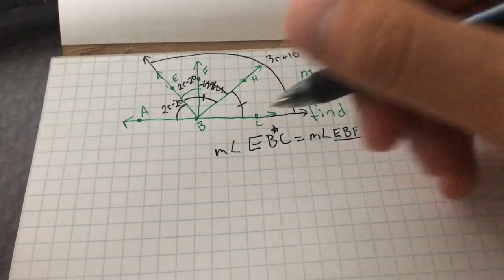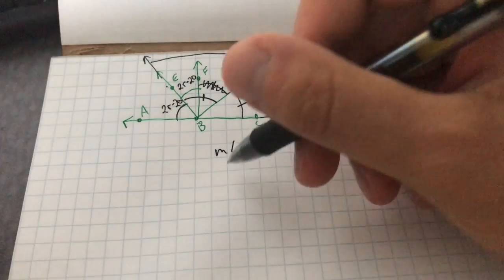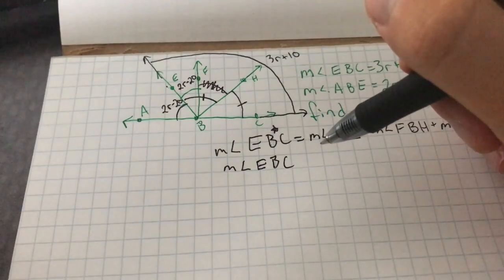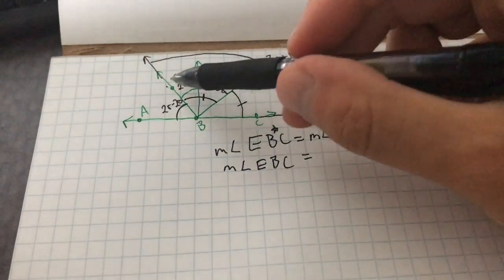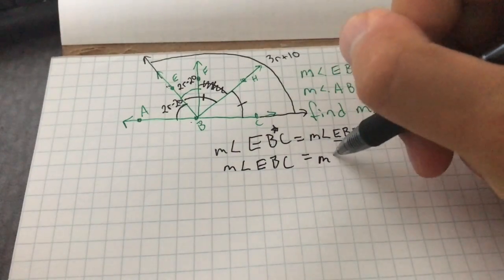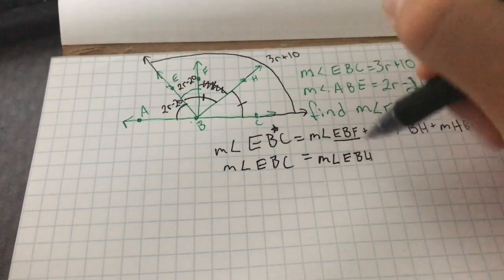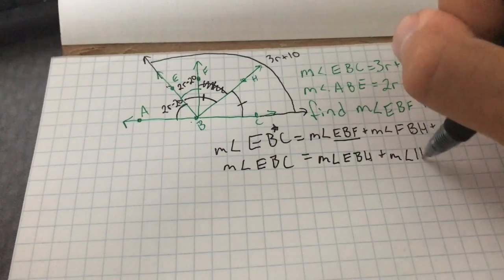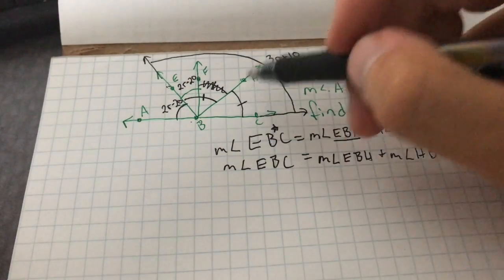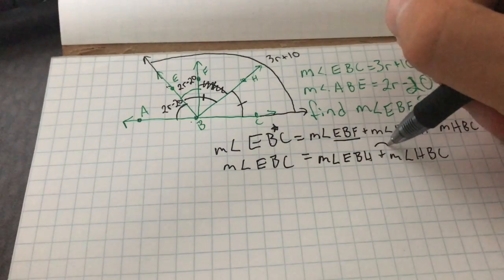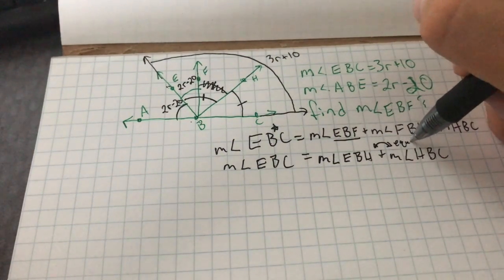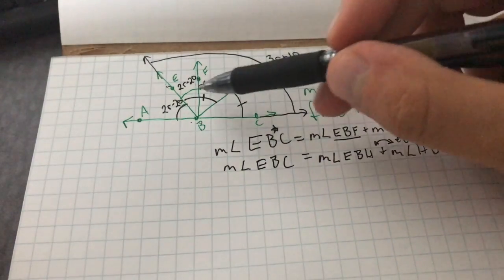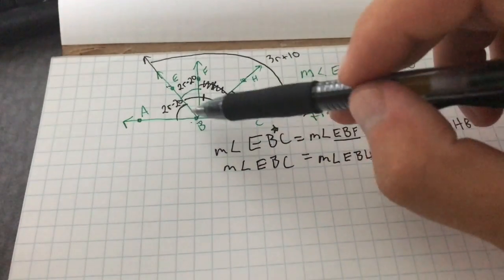But actually, that doesn't really matter because I can also write, I'm just going to shorten it, so I can also say that the measure of EBC is equal to EBH plus HBC. Because I know these bisect, I can also say that these two are equal. And I don't necessarily know the value of either of them, but I do know that ABE.